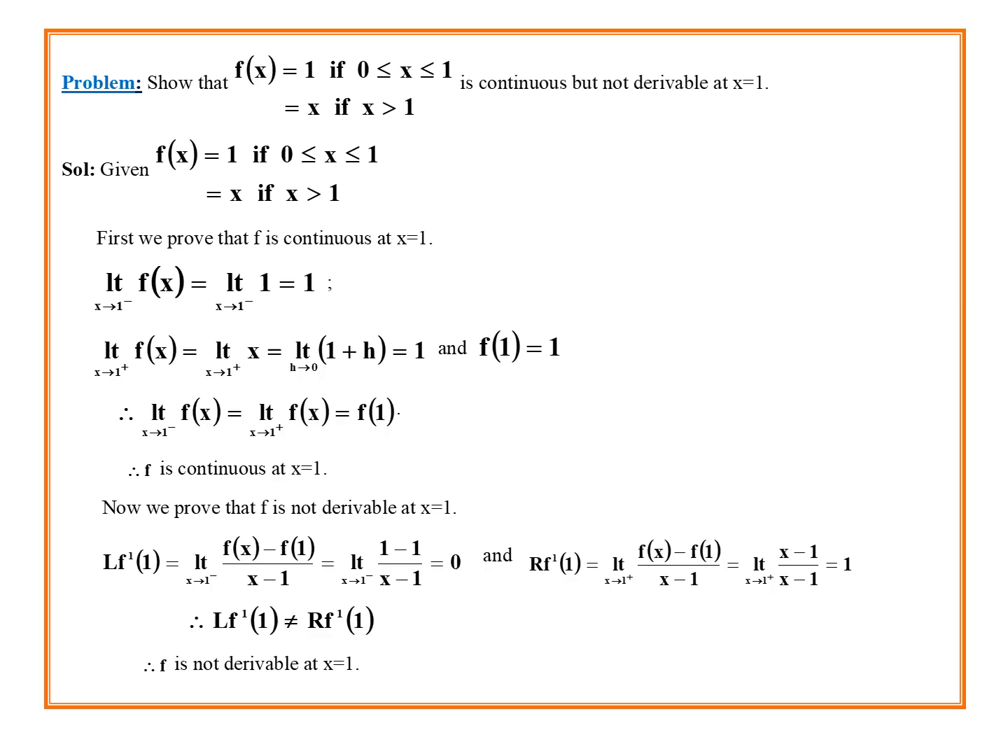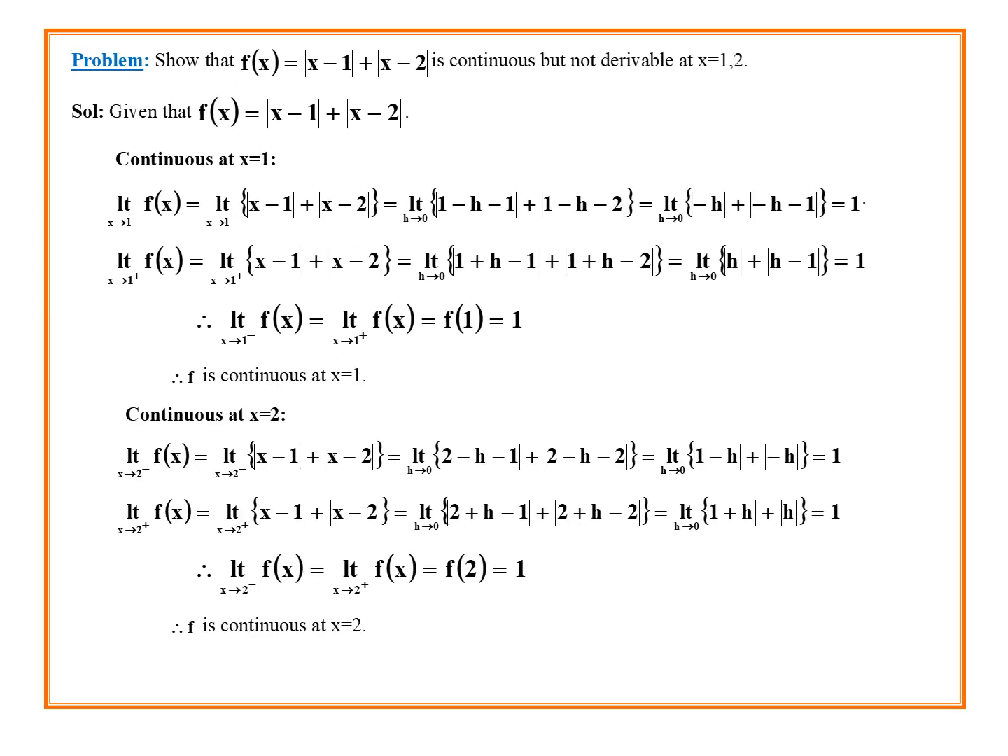Similarly we are proving the right hand derivative at x equals 1. Limit x tends to 1 plus, f of x minus f of 1 by x minus 1, that is equals limit x tends to 1 plus, x minus 1 by x minus 1, that is equals 1. Therefore, left hand derivative f dash 1 is not equal to right hand derivative f dash 1. These both are not equal. Then f is not derivable at x equals 1.